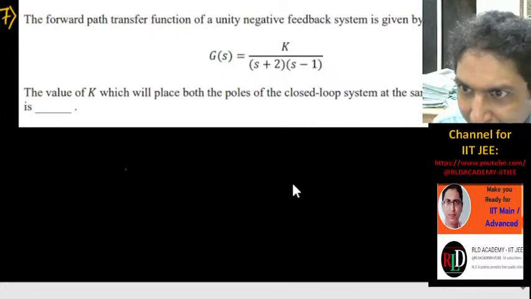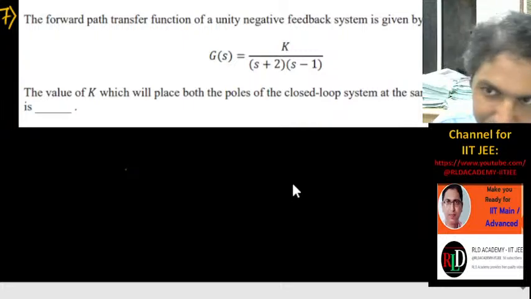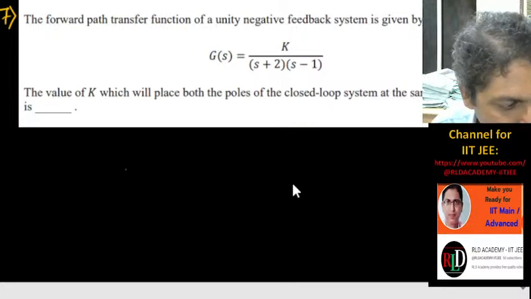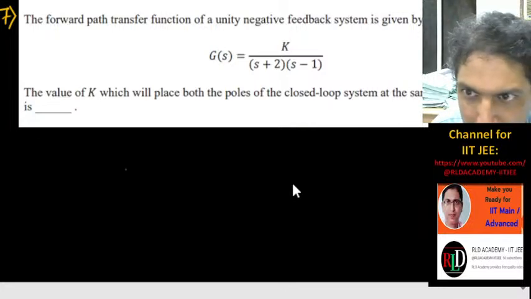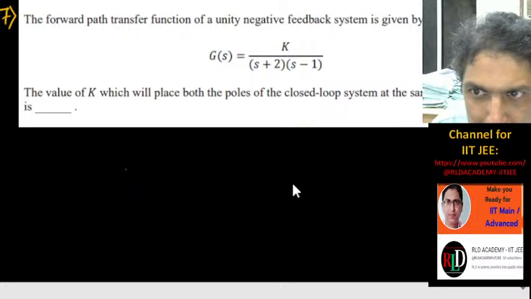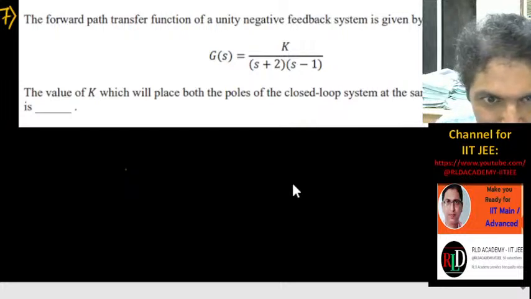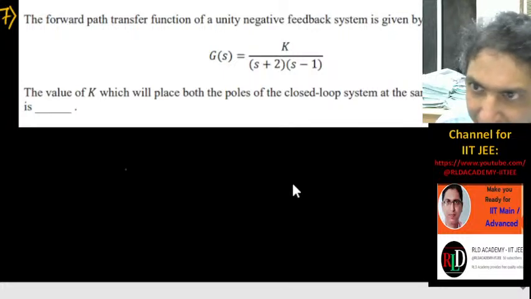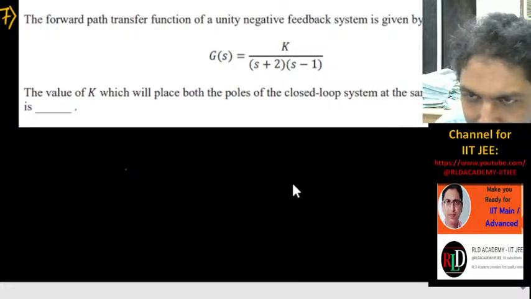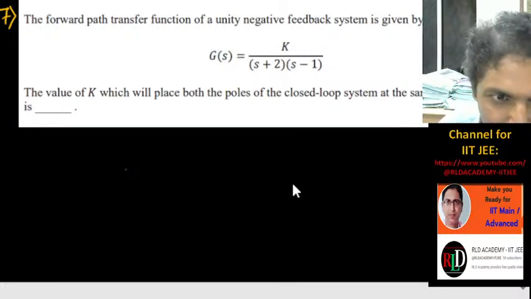Note that the requirement is that both the poles should be at the same location. You can concentrate on that. It's a very, very simple problem. Nothing is required, no need to use Routh-Hurwitz or anything. Very simple problem.